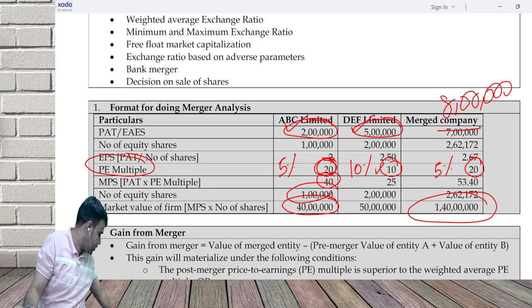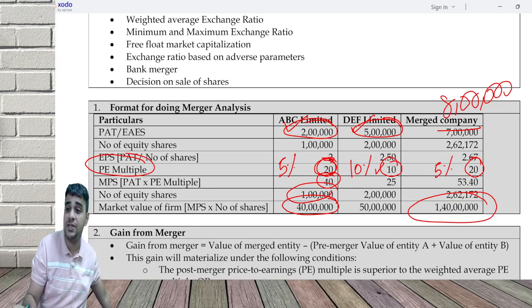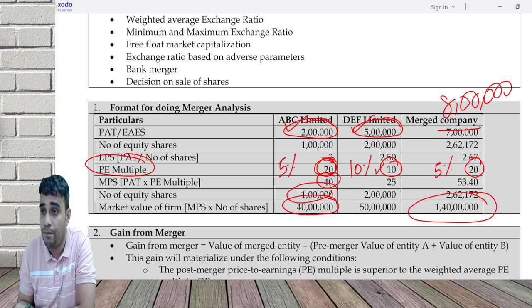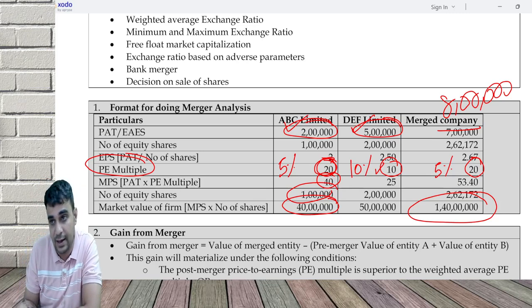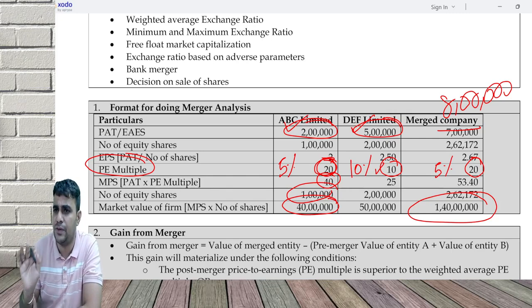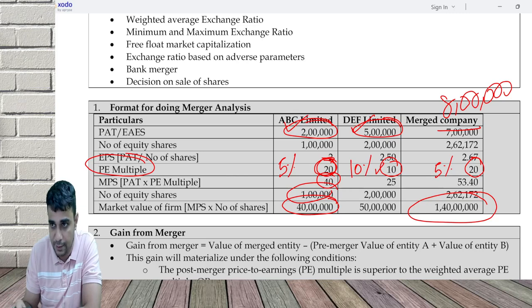There are two types of synergy gain. One is the financial synergy and second is your operating synergy. Operating synergy is PAT level gain. Financial synergy is at your P multiple level. It is a gain at P multiple. Ultimate gain is valuation gain, which can come because of both or because of one. 90% of the questions will have only financial synergy. Only very rarely they'll give you operating synergy. If a question gives you any synergy gain, unless in exceptional cases, it will be PAT level synergy gain.